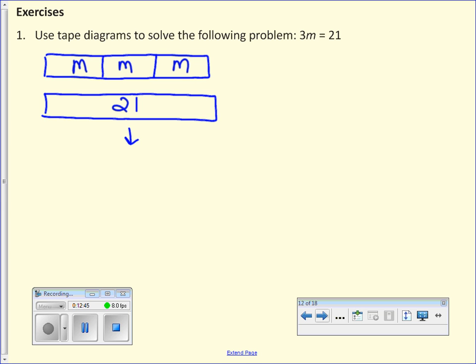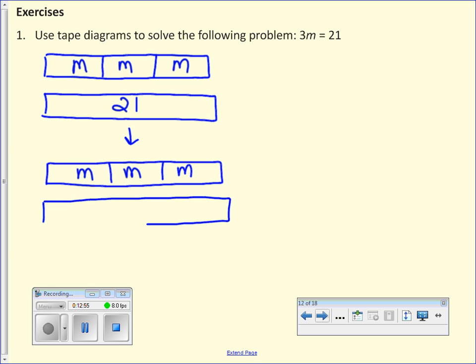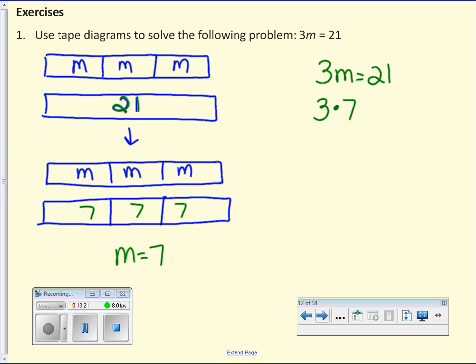So now, I'm going to take my 21 and divide it into 3 even groups because I have 3 even groups of m. So what is my 21 divided into 3 equal groups? 7, 7, 7. So what does m equal? 7. So to do my check, 3m equals 21. M is 7.